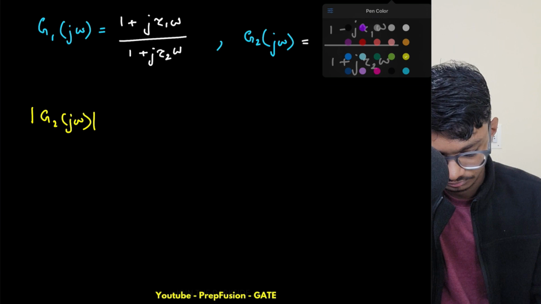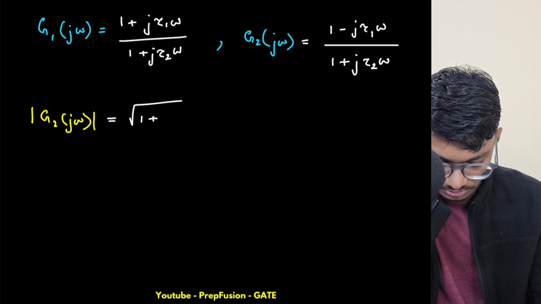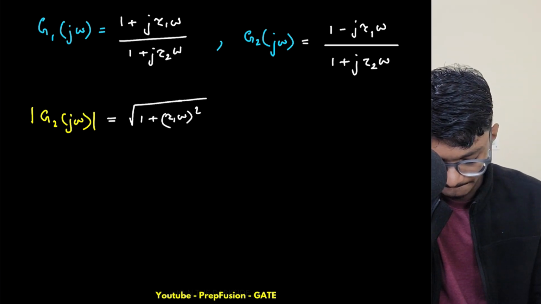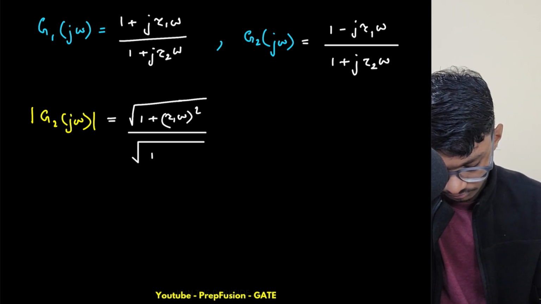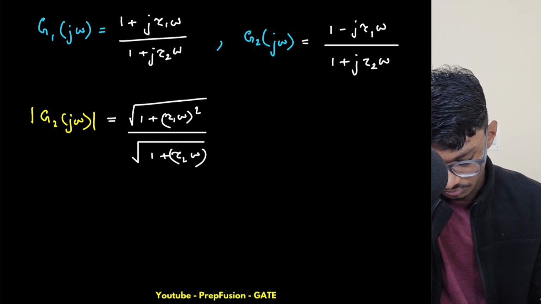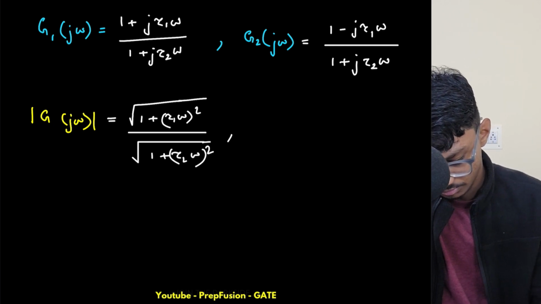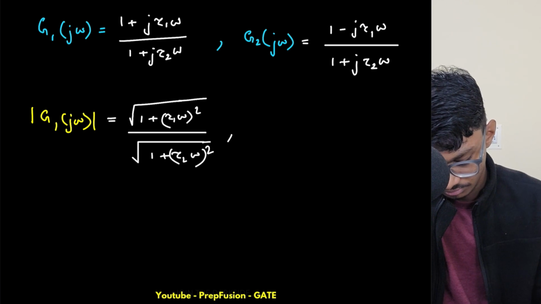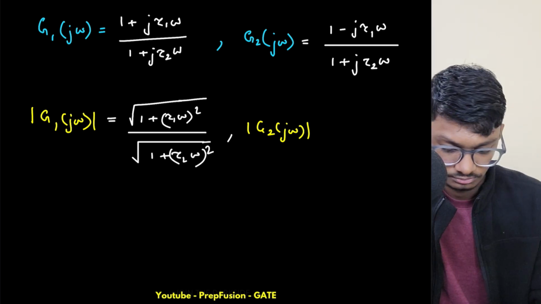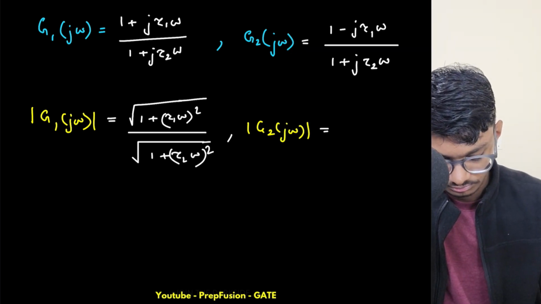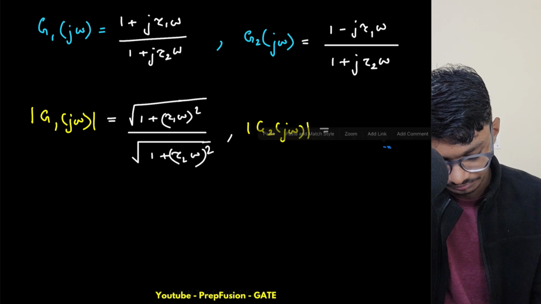g2 of j omega equals 1 plus tau 1 omega whole square divided by 1 plus tau 2 omega whole square. So this is g1 actually, sorry. And here this will also be the same because it is getting squared, so the magnitude will remain the same.